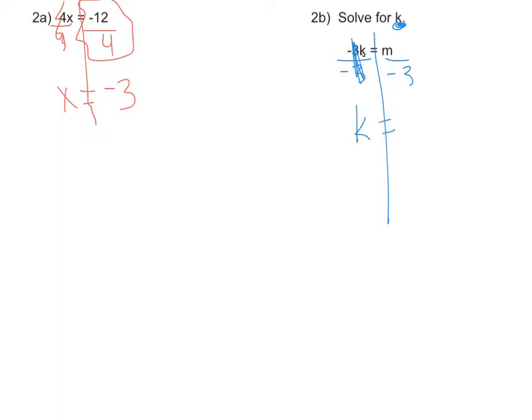On the right side here, we can't simplify this any. Negative 3 won't go into m, which is like a 1m, so we're just going to leave it: m divided by negative 3. We were solving for k. The k is by itself, so that's our answer: k equals m divided by negative 3.